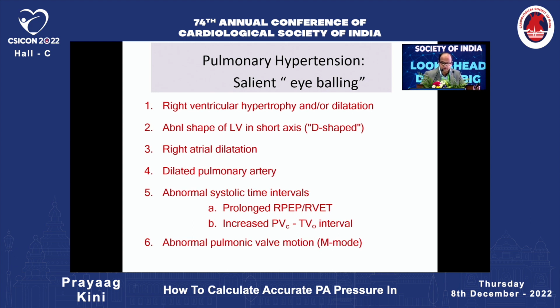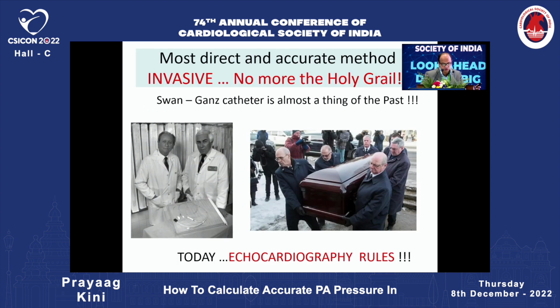Abnormal shape of the LV, causing a D shape so that it bows into the RV and decreases RV compliance. RA dilatation, dilated PA, all of these can be just eyeballed and you make an assessment that PH is there or not. And of course, abnormal pulmonary valve motion, which I'll come to.